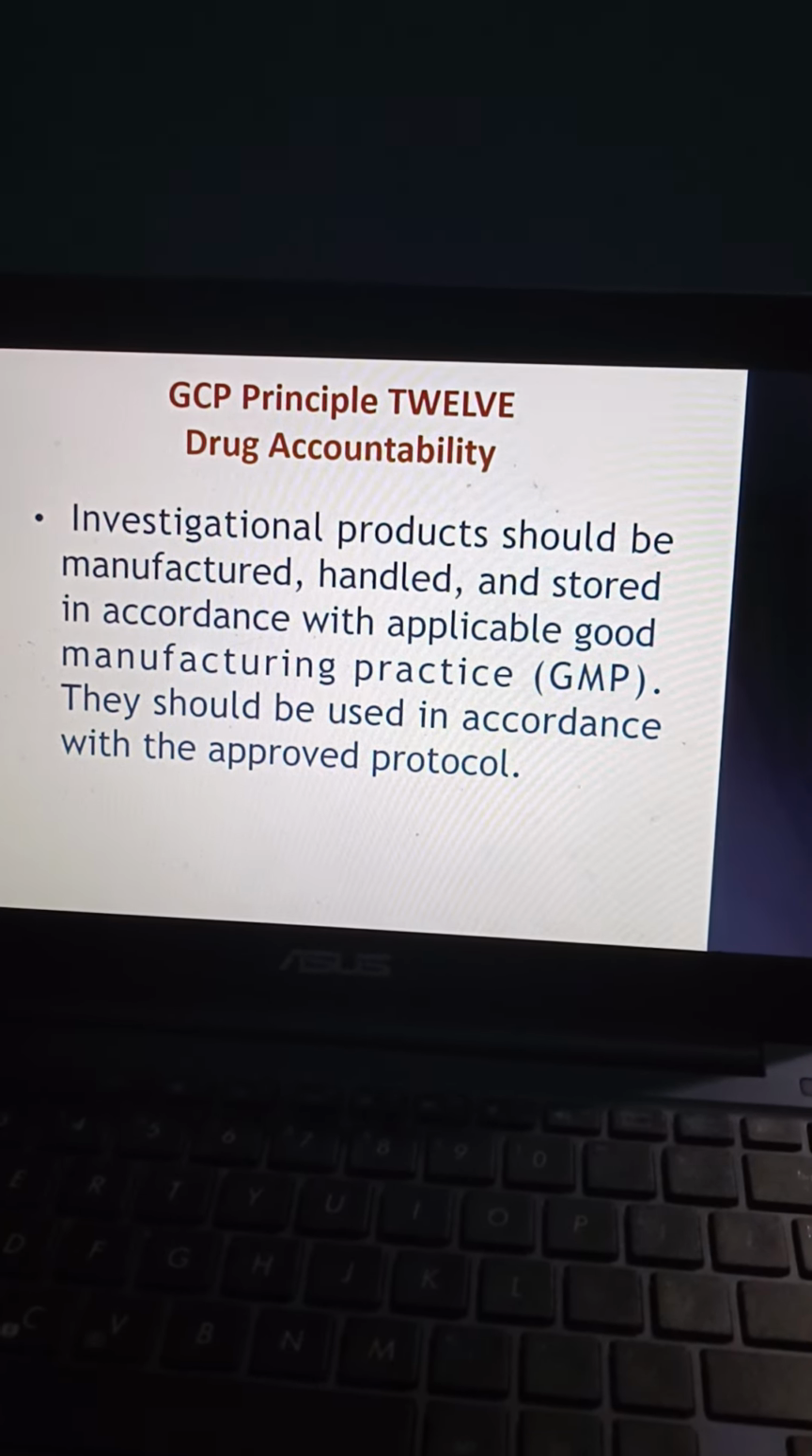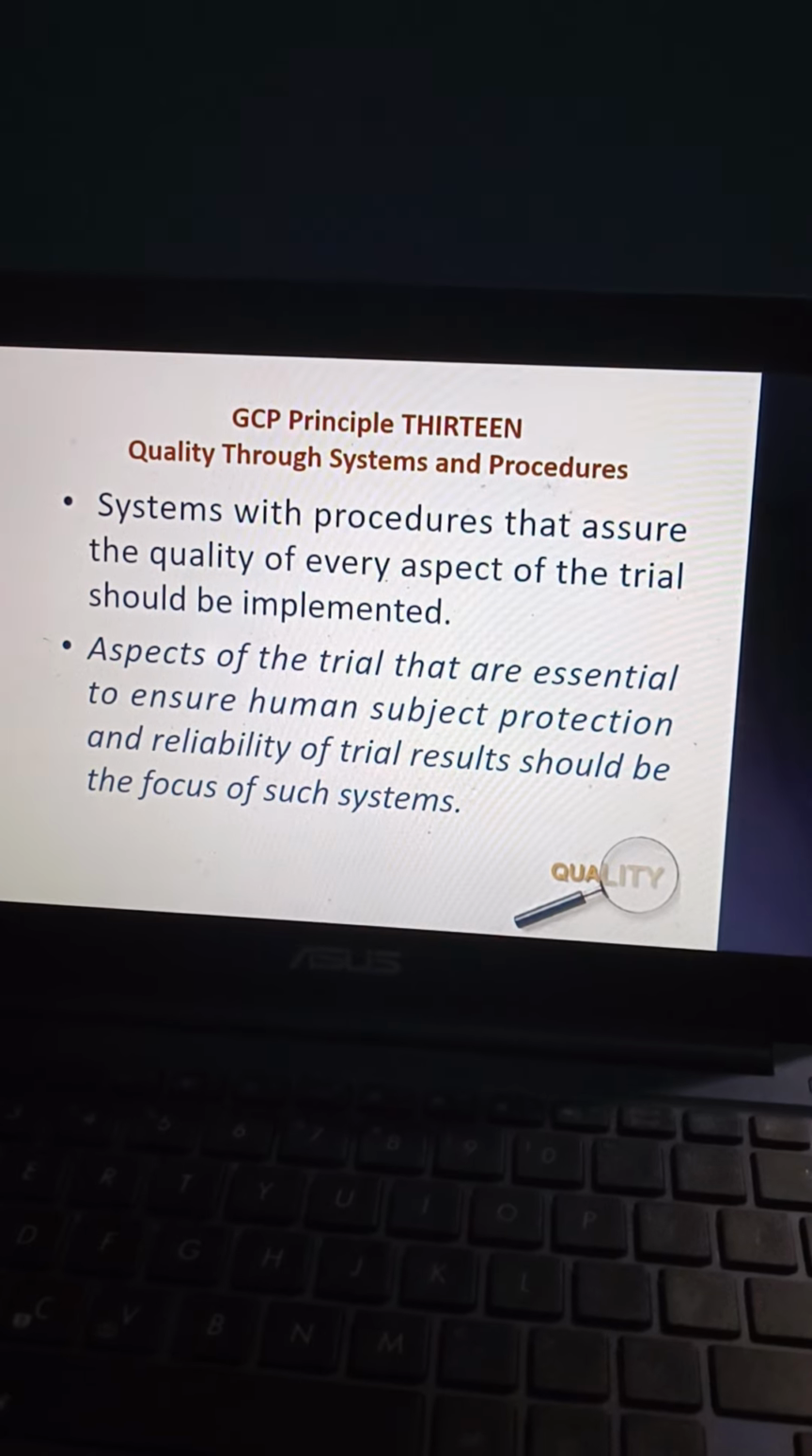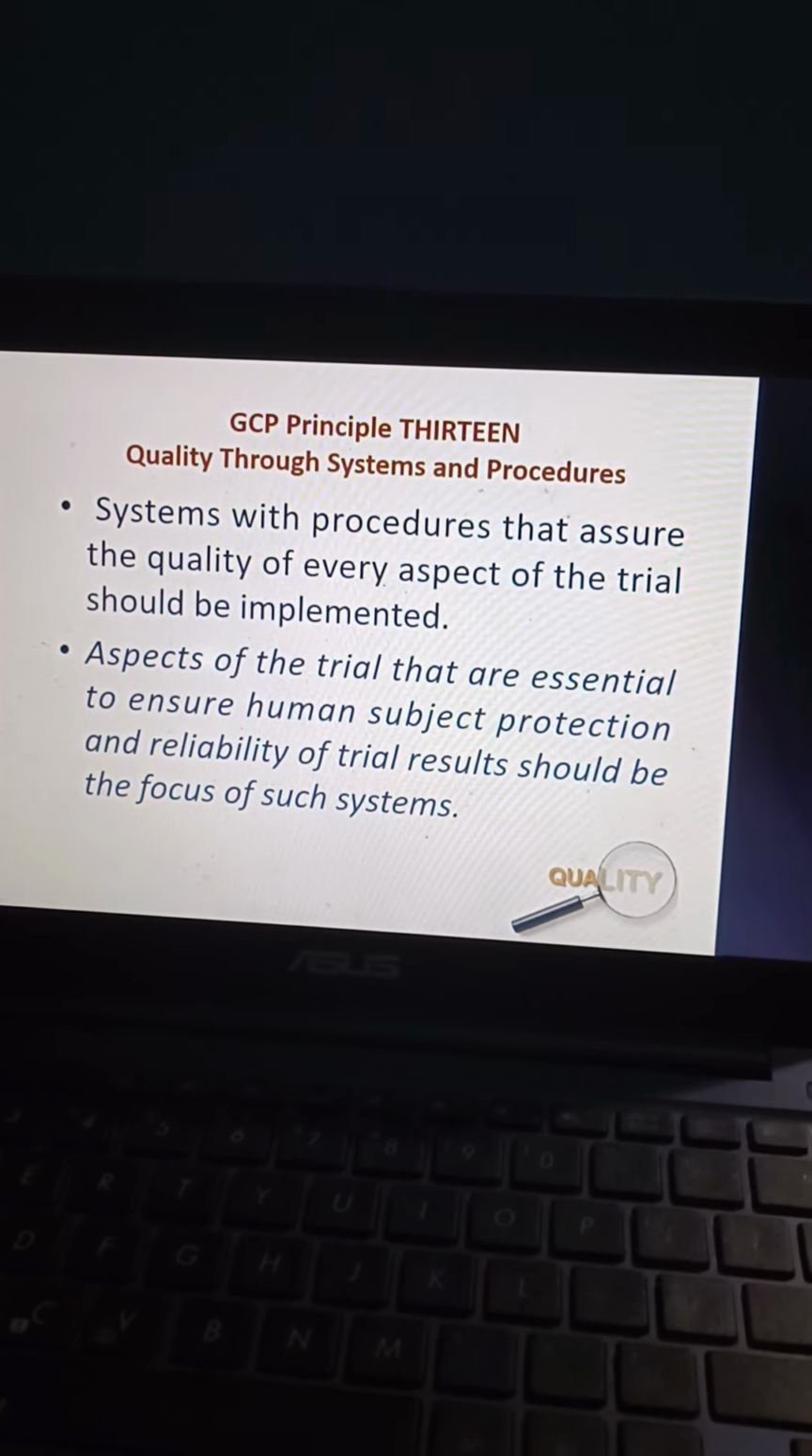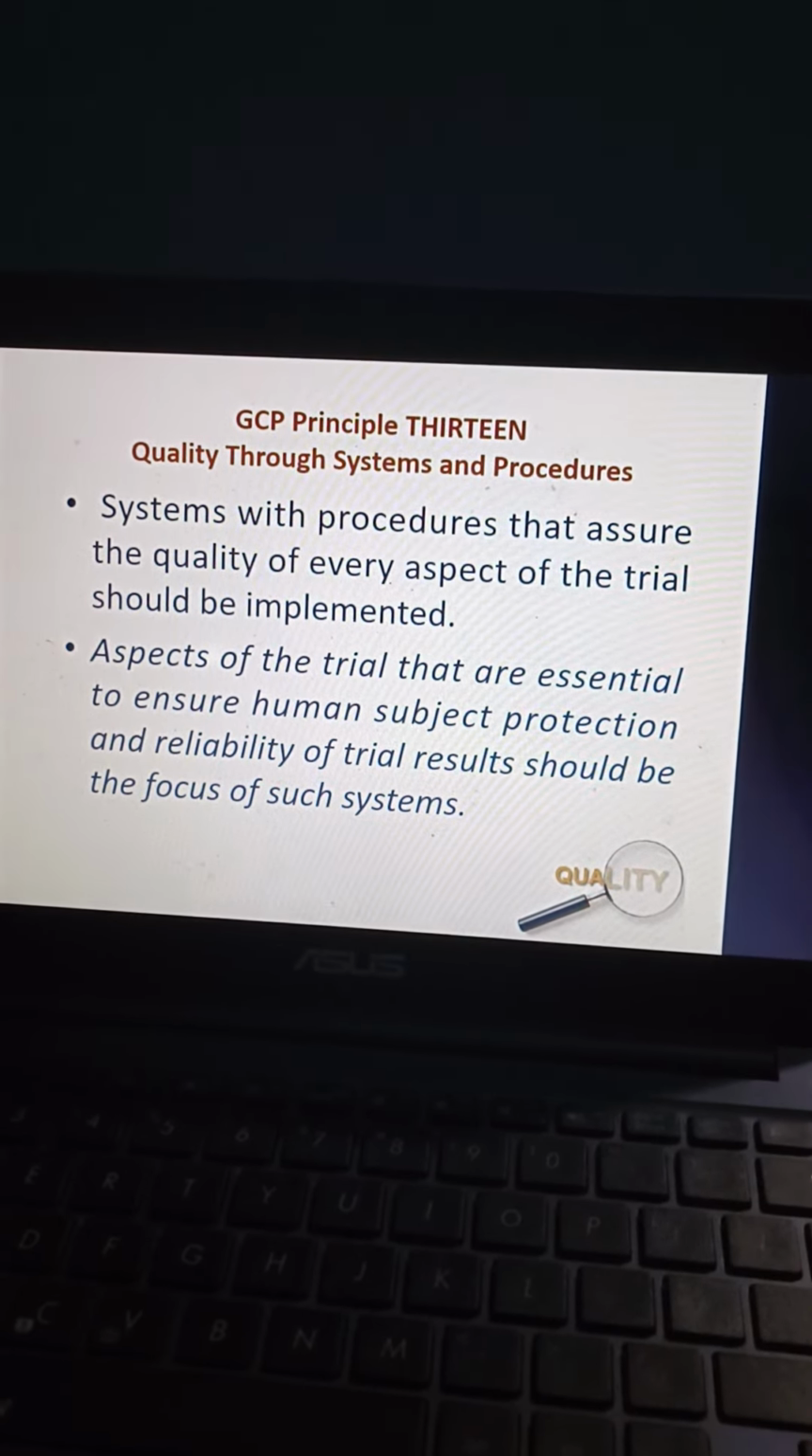Then GCP Principle 13, quality through systems and procedures. Systems with procedures that assure the quality of every aspect of the trial should be implemented. Aspects of the trial that are essential to ensure human subject protection and reliability of trial results should be the focus of such systems. That is quality.